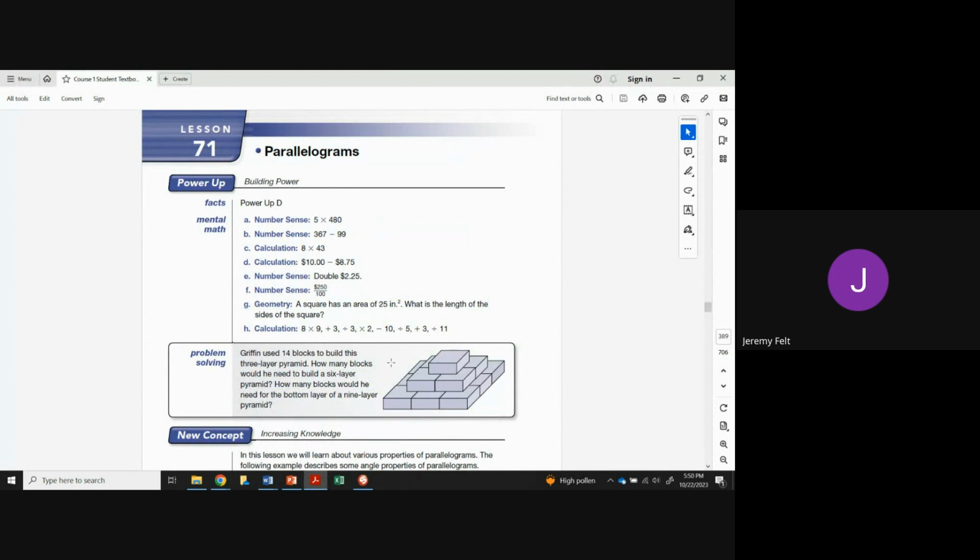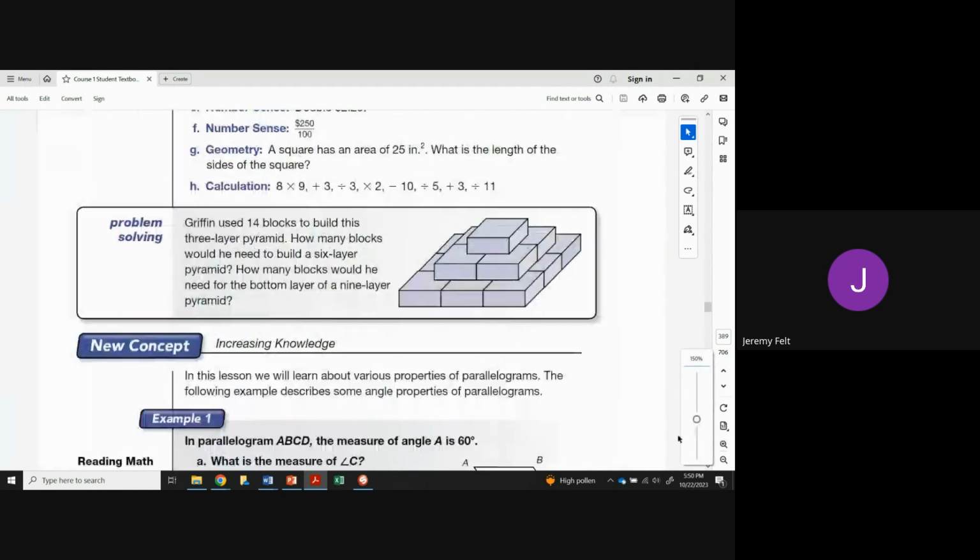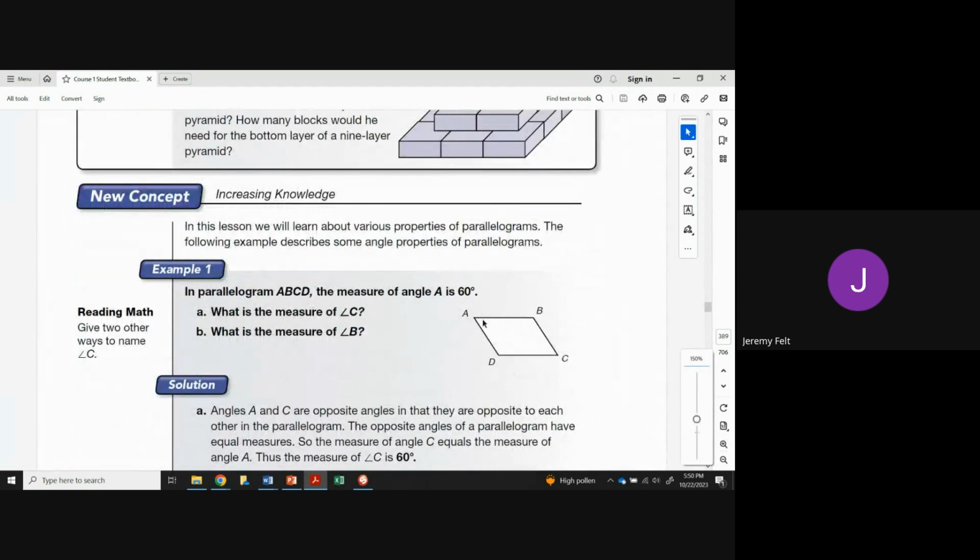So lesson 71, the only concept we're looking at is parallelograms. And you may say, what's a parallelogram? We've really worked with these before, because a square is a parallelogram, a rectangle is a parallelogram. So it's a quadrilateral, has four sides, and both pairs of sides are parallel. So if AB and DC were to continue on infinitely, those lines would never cross. Same thing with BC and AD. If they continue on infinitely in both directions, they would never cross. So that's what a parallelogram is.